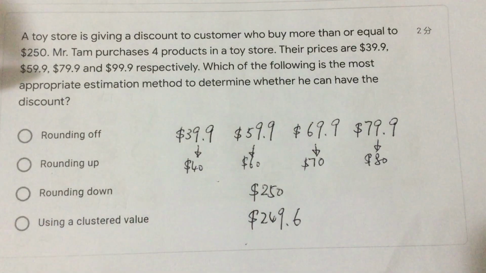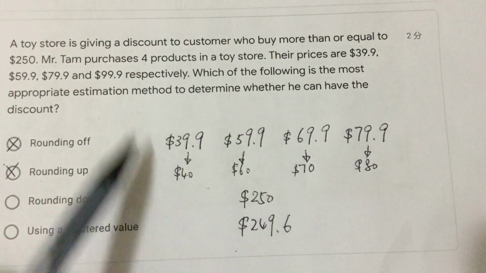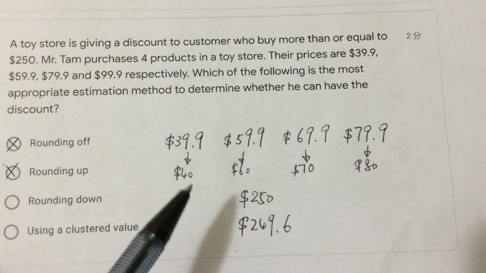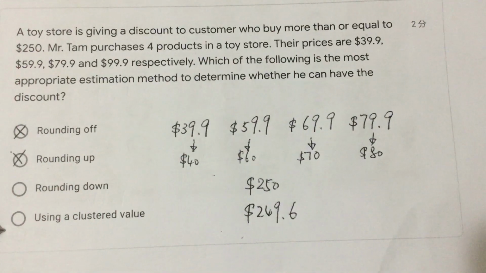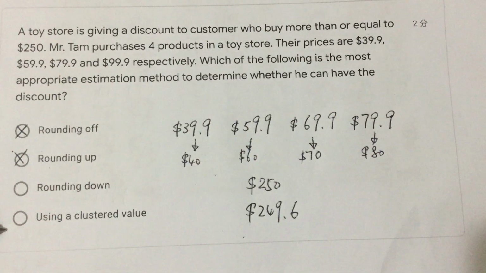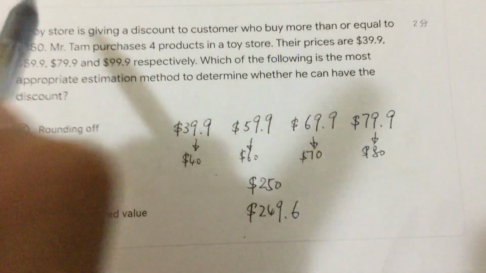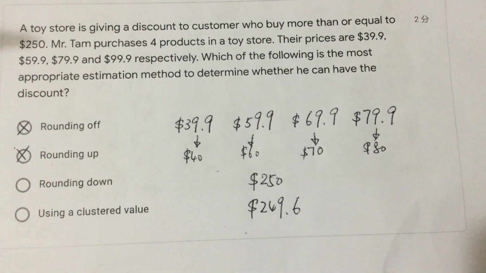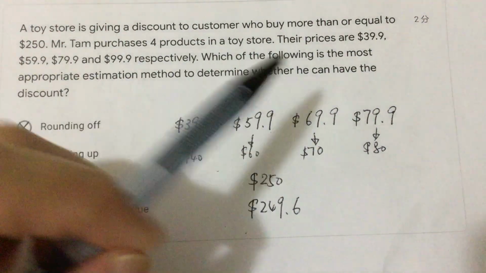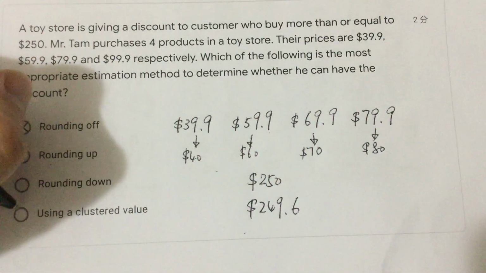So why will we never use round off, round up here? Because it cannot give a very reasonable answer for us. So we will not use this too. And also we will not use the cluster value. For the cluster value, that means, for example, we make it to one number only. But 39, 59, and 69, 70, which number are you going to choose? We cannot find something that is the most representative. So we will not choose this one also. So the only way is that we're going to use rounding down.